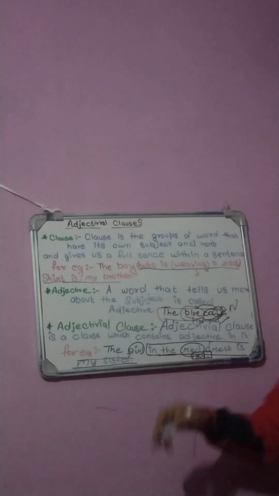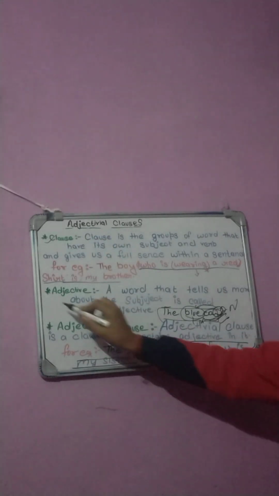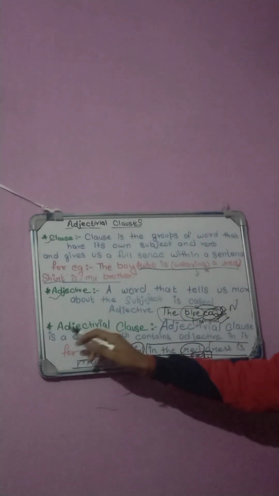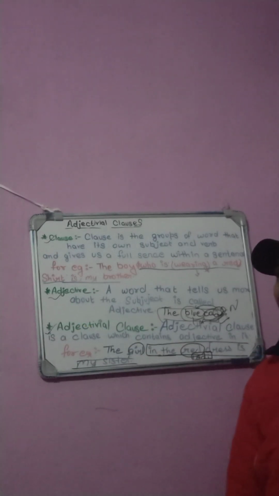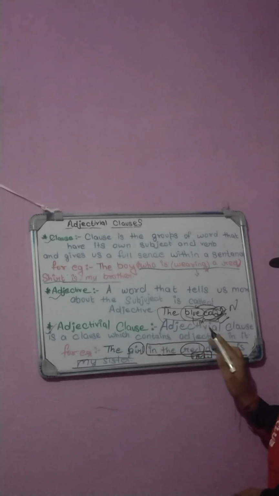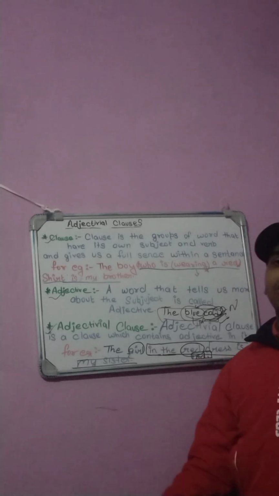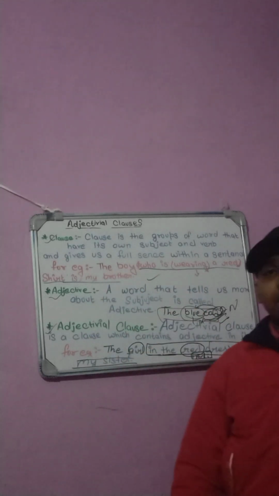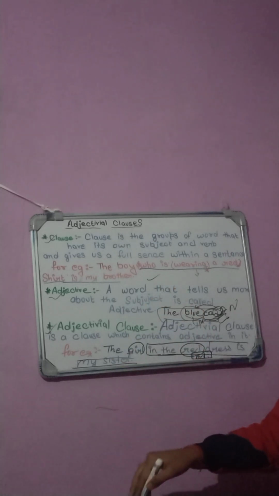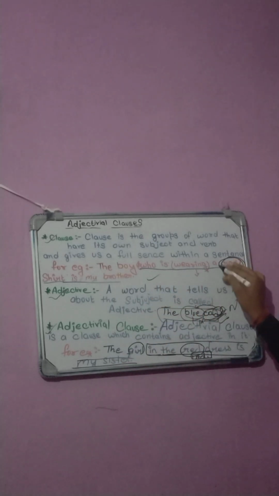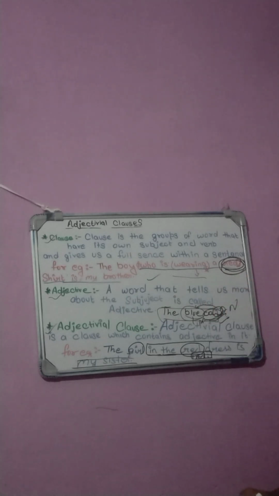Now what is an adjectival clause? We have understood clause, we have also understood adjective, and now we have to understand adjectival clause. Adjectival clauses are clauses which contain an adjective in them. So a clause which has an adjective. This is an example of an adjectival clause because it has an adjective in this clause.